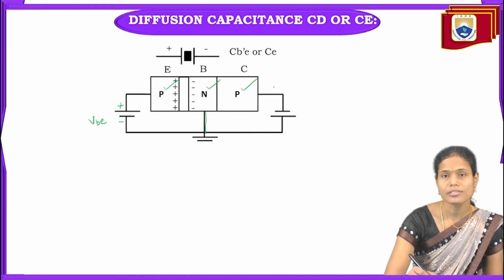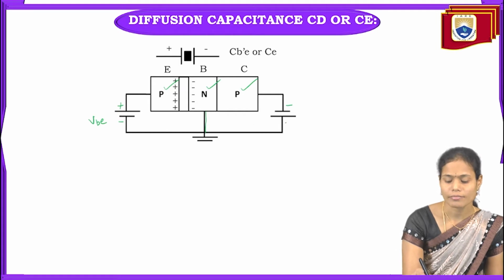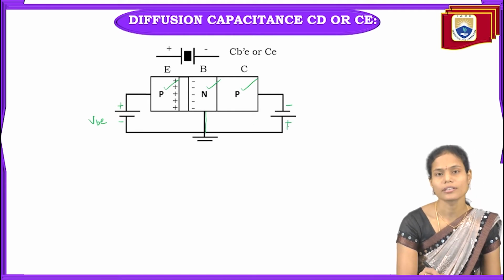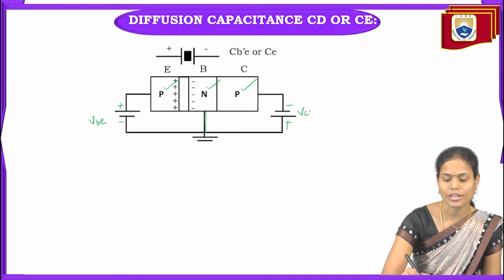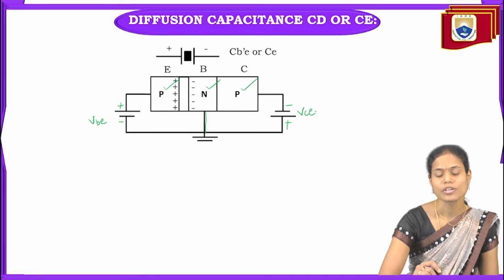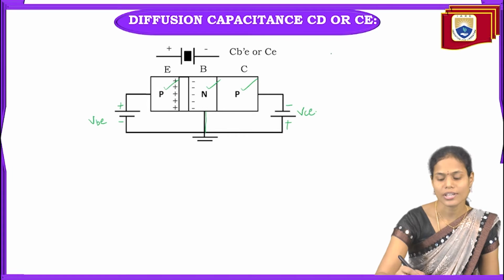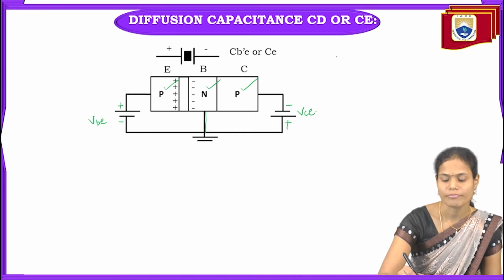So in this case, on the output side, we need to provide the reverse bias. That's why for the P region, we connect the negative terminal of the battery, and on this side, we connect the positive terminal of the battery. This voltage we can call VCE voltage. So we can say our transistor is now in the active region.